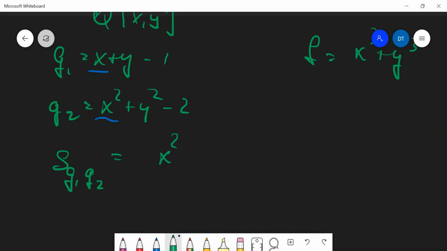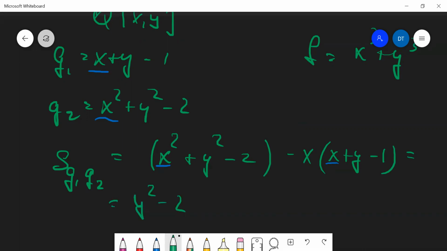Okay, so it will be x squared plus y squared minus 2, and here x plus y minus 1. So the least common multiple is x squared, so we multiply it by x, subtract. So at the end, we will get y squared minus 2 minus xy plus x. And now I want to reduce this with respect to our Gröbner basis.